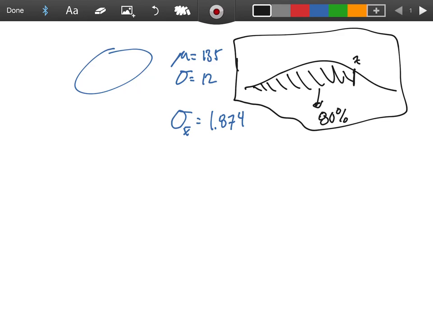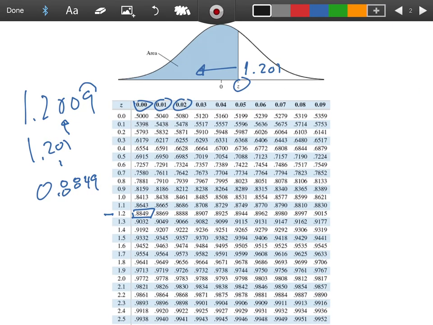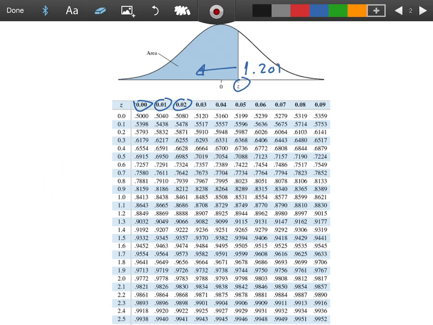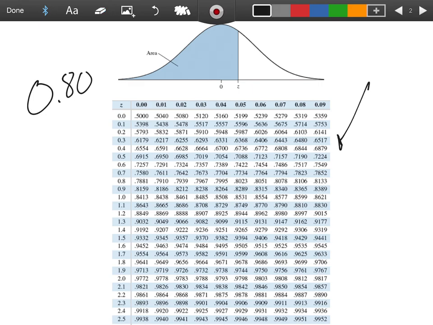Then, this is a little bit of backwards thinking, okay? I know that this has a positive z-score, because the mean here is at 50%, and so I know the z-score is going to be positive. So I need to run over here, and essentially what I'm looking for is not what z-score is 0.80, but inside of these values, which one of those is 0.8, okay?